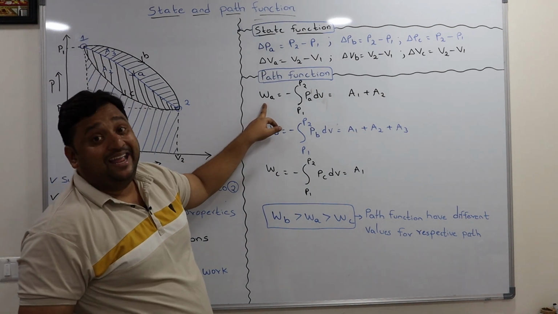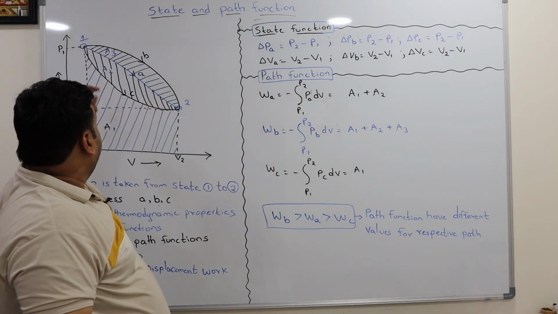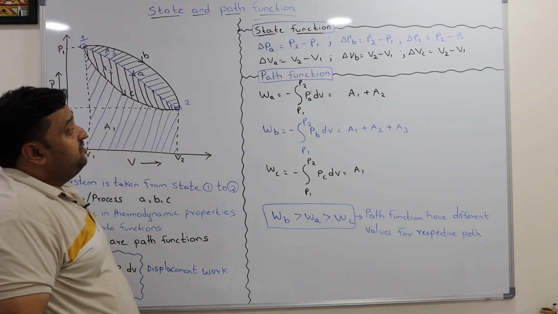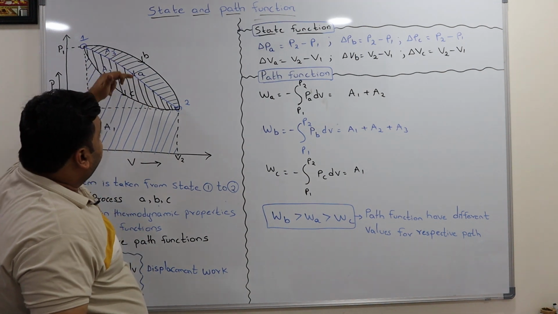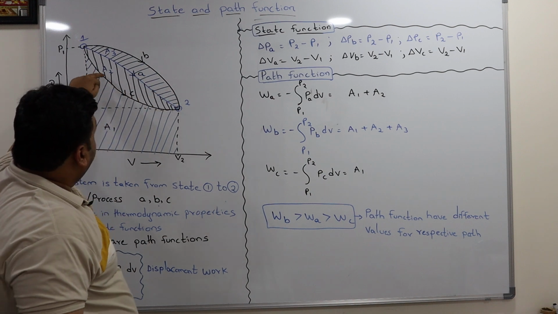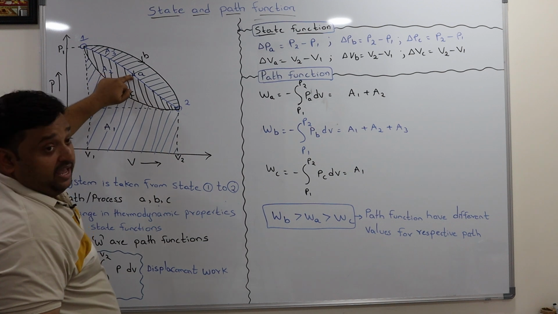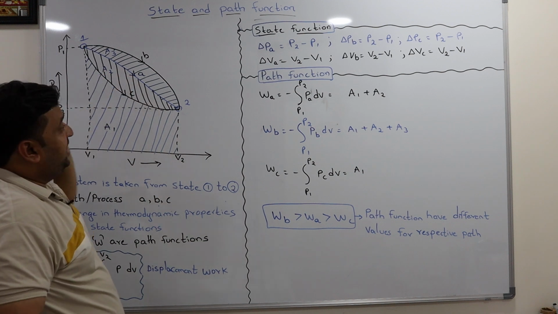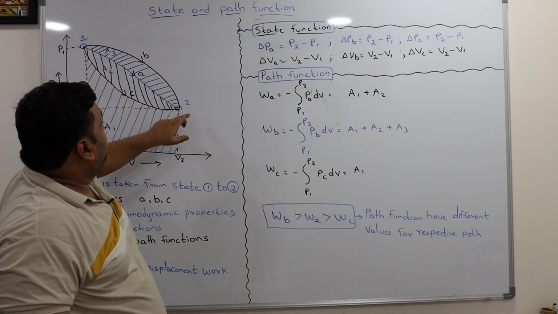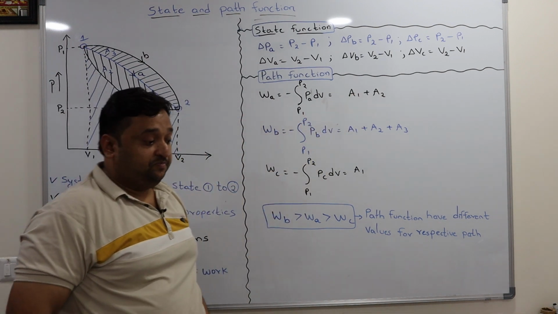Work requirement in A is minus integral P1 to P2 PA dV. Because the system has taken path A, what is the work requirement? Work requirement means the area under curve A. How many areas are under the curve? One is this area, which is A2, and another is this area, which is A1. So the area under curve A is A1 plus A2. That is why the work requirement when the system has gone from state 1 to state 2 through path A is A1 plus A2.